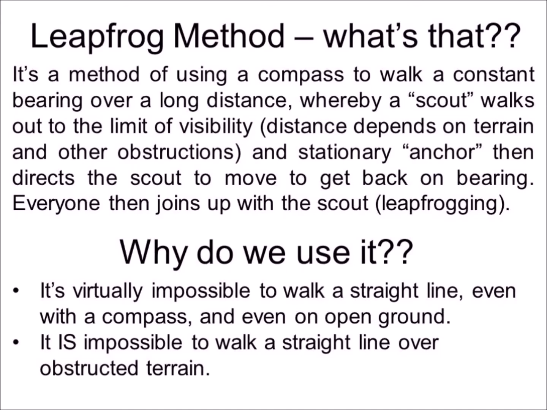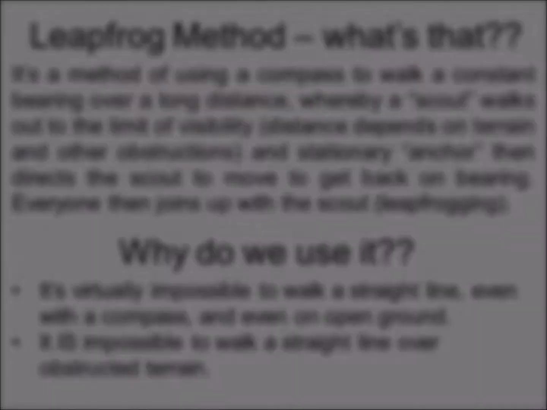Everybody in the anchor group then leapfrogs, or moves up to where the scout is, and a scout goes out again and the next leapfrog takes place, and this goes on and on. Why do we use this method? It's virtually impossible to walk a straight line, even with a compass and even on open ground. You've probably all heard stories about how people walk in circles, and it is impossible to walk a straight line over obstructed terrain, such as hills, valleys, swales, heavy vegetation, or buildings.